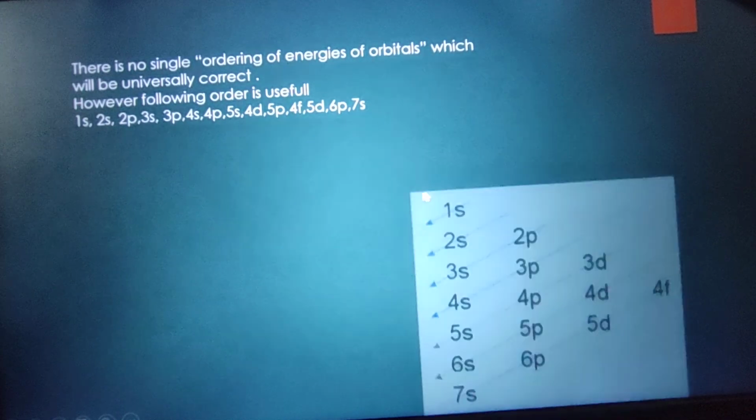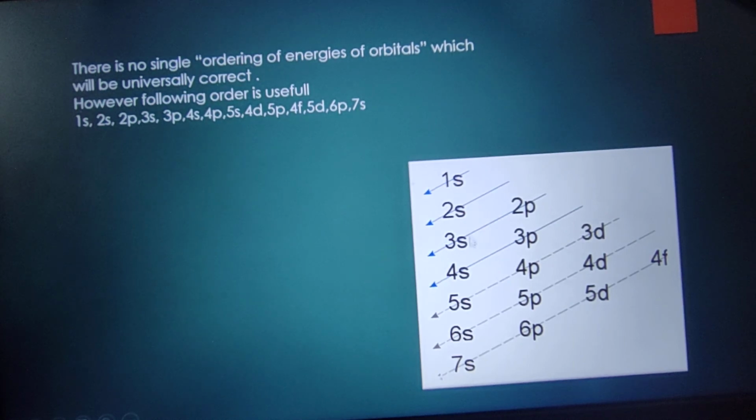To remember this, just write down 1s, 2s, 3s, 4s, like that. And then in the second row, start from 2p, 3p, 4p and all. And then the next third row, start from 3d and next one 4f. Why we have to start from 2p and why there is no 1p orbital, I will discuss that in the later part of this video. For now, just remember this order. Start from the right top of the corner and then draw an arrow mark to left bottom and follow these arrow marks to remember the order of energies of orbitals. Most of the cases this will be the order.